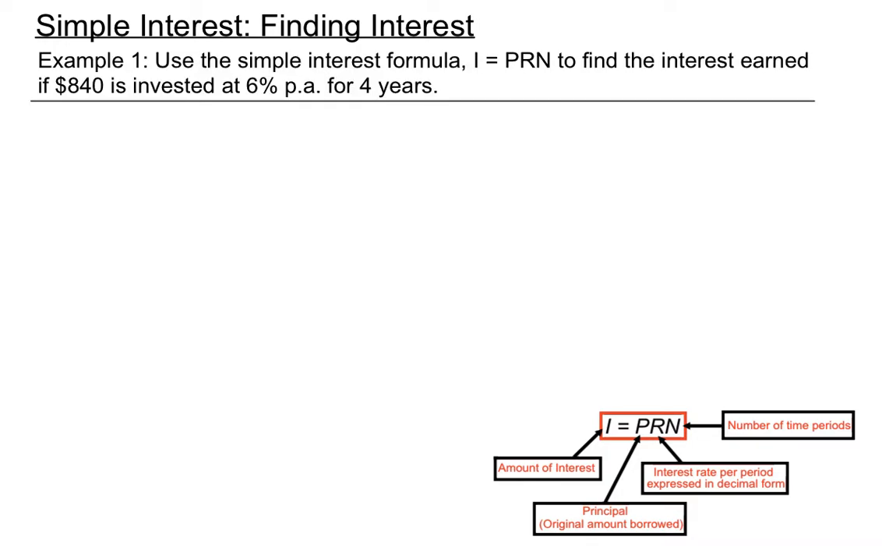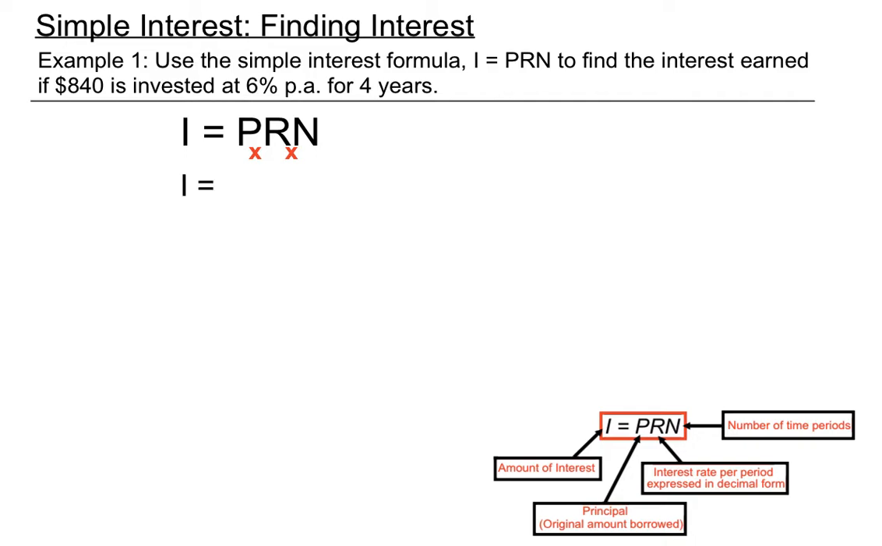So here's our example. It asks us to use the simple interest formula, I equals PRN, to find the interest earned if $840 is invested or lent out at 6% PA, that's per annum or per year, 6% per year for 4 years. So we use that simple interest formula, I equals PRN. Now with algebra, pronumerals that are beside each other, we can imagine there's an invisible multiply in between them. So I equals PRN really means that it's I equals P times R times N. So we'll have to remember that when we're using this formula.